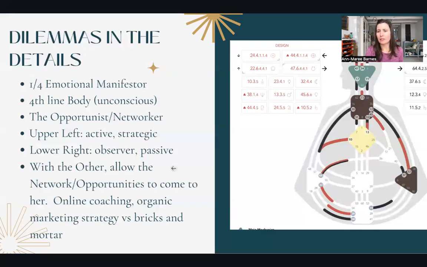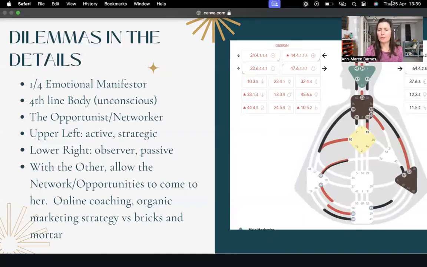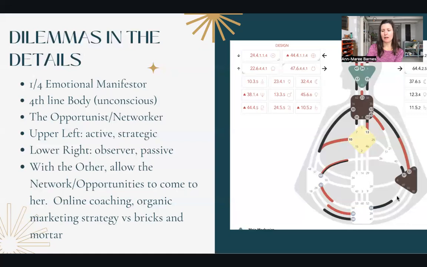So let's have a little bit of a look here. We're going to go through a couple of different body graphs here. This is a manifester. So we're going to go through this as an example. So we've got a 1-4 emotional manifester. We've got the solar plexus defined. We've got an undefined sacral. We have got a motor connection to the throat. So we have got a manifester.